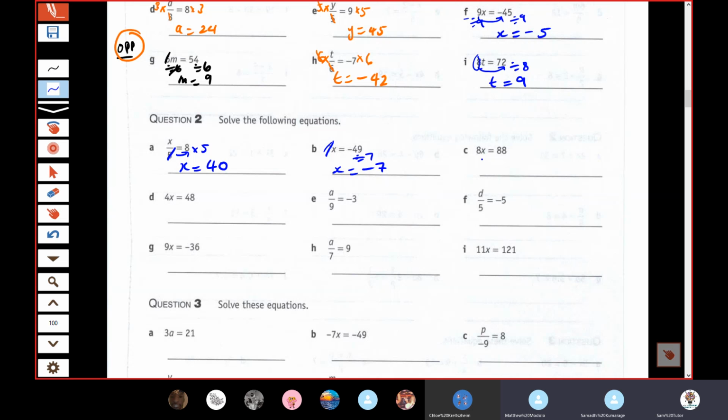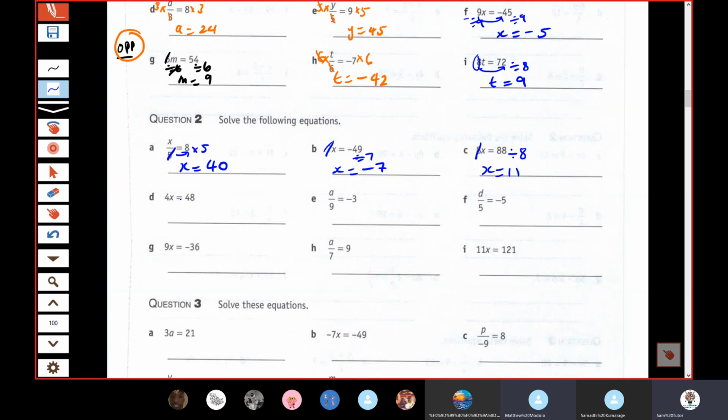Zara, are you there yet? No. Adele, 8x equals 88. How do I get rid of this 8? By dividing it. Dividing by 8. X equals 11. Yep.